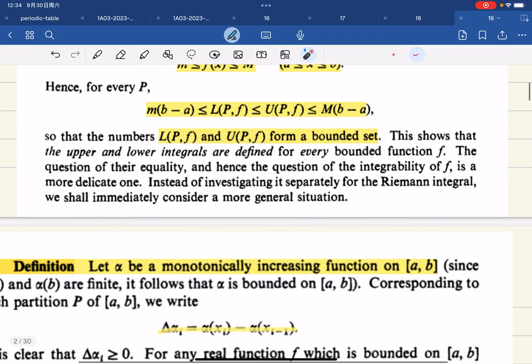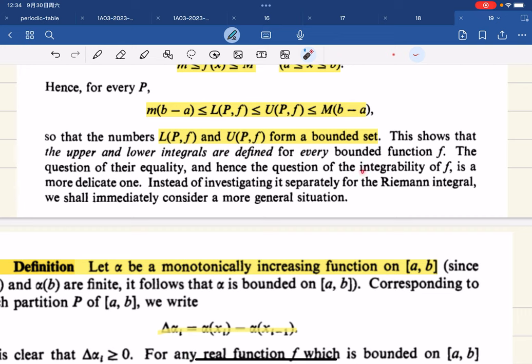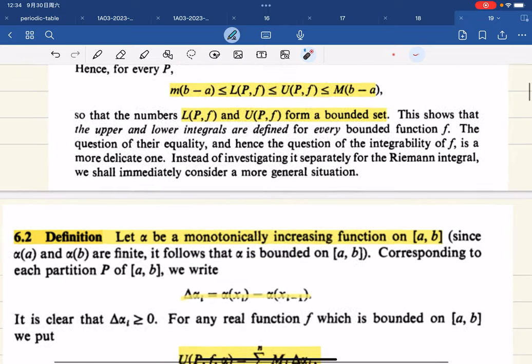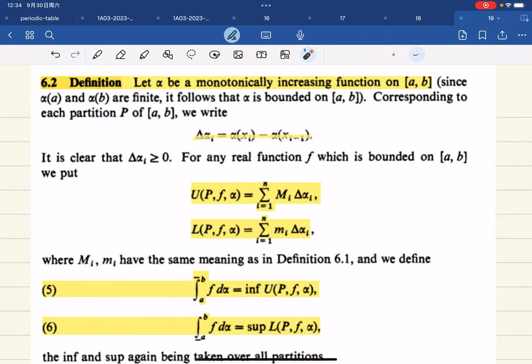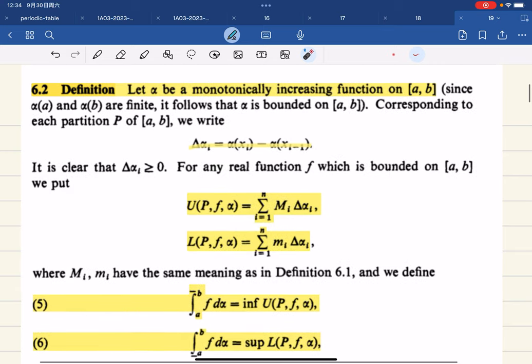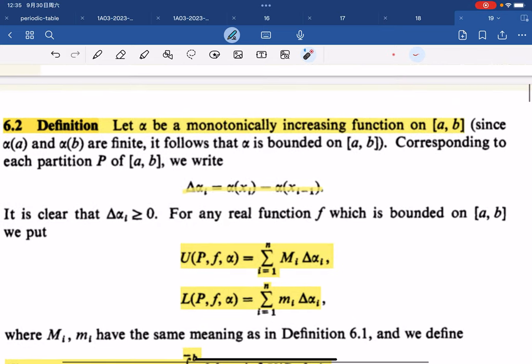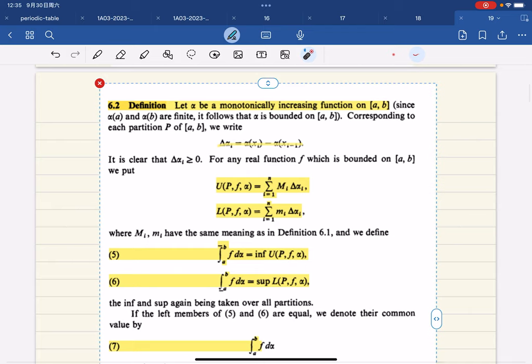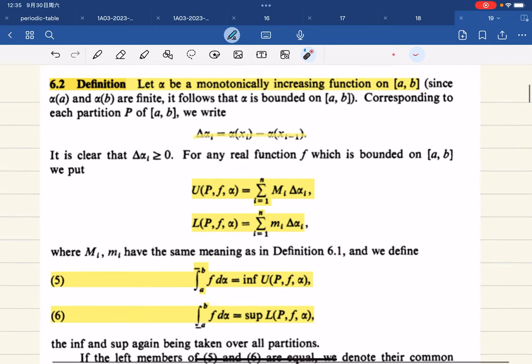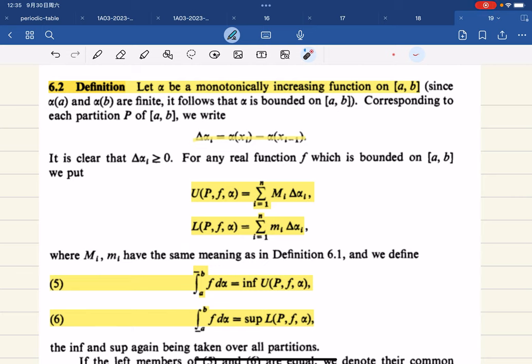So the question of their equality, which is the question of integrability of f, is a more delicate one. Now we're going to introduce another integral, which you might never have seen before, called the Riemann-Stieltjes integral. We define it for alpha, another function, an increasing function on the interval, and we let alpha(a) and alpha(b) be finite so that its partition, delta alpha_i, is not going to explode.